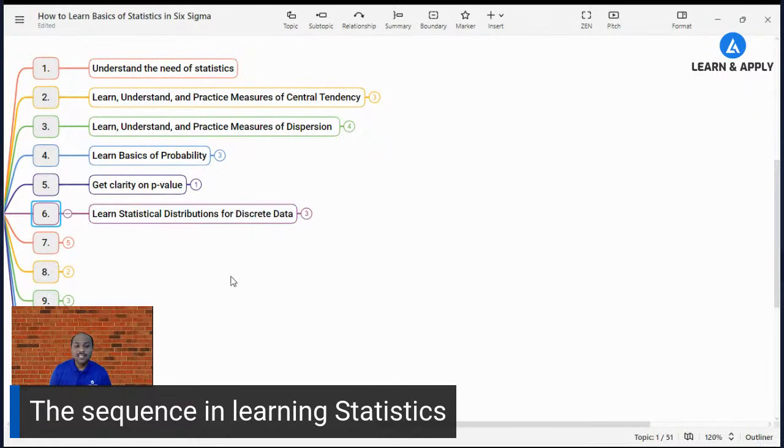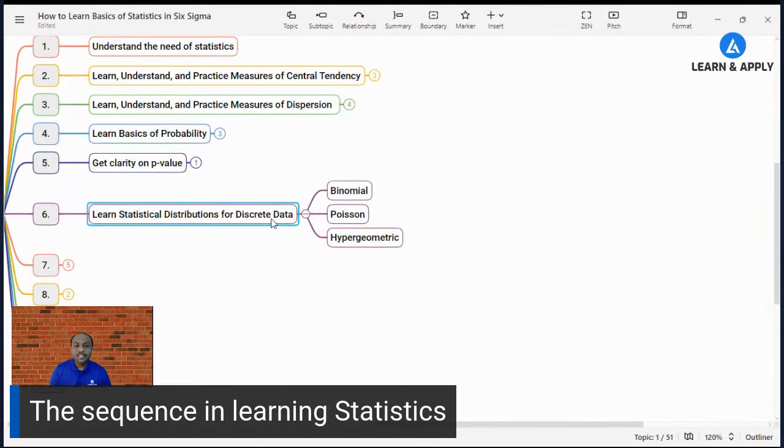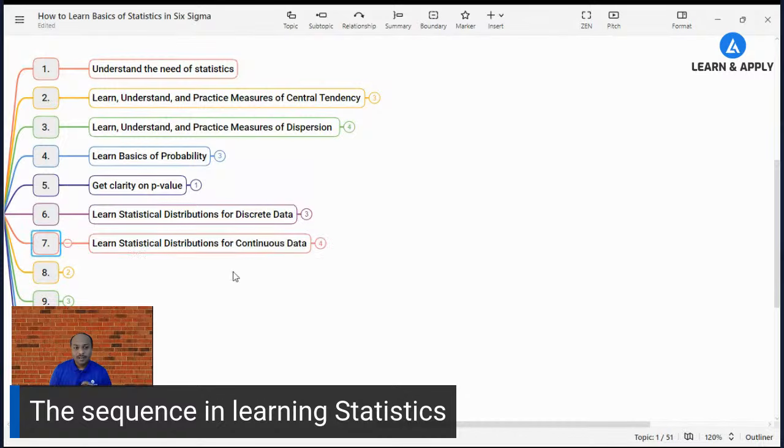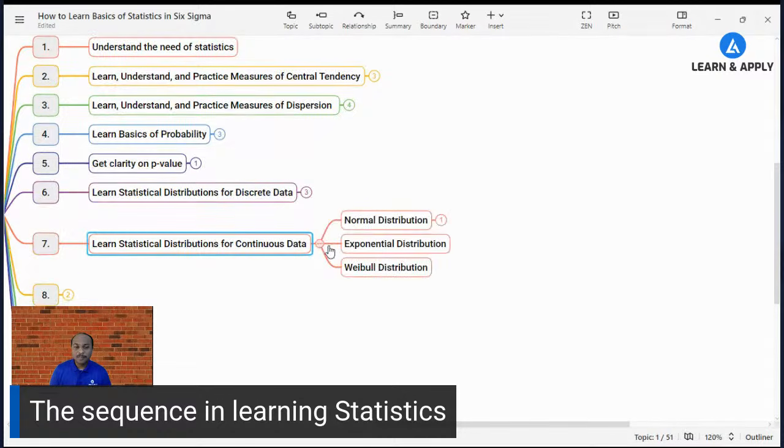Statistical distribution indicates both of these metrics as we discussed in points number 2 and 3: the central tendency of the data and what kind of distribution or variation the data has. Based on that, there are various statistical distributions. For discrete data, we have binomial distribution, Poisson distribution, and hypergeometric distribution. The same is the case for statistical distributions for continuous data. We mainly have the normal distribution, exponential distribution, and Weibull distribution.